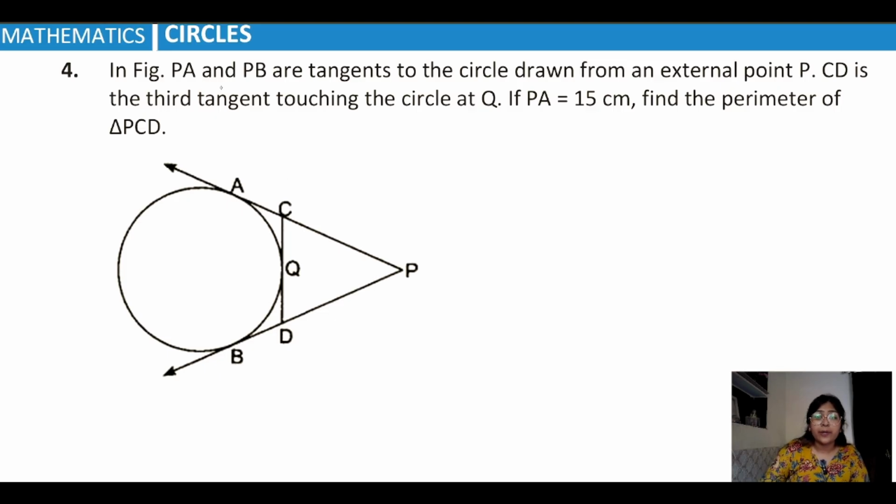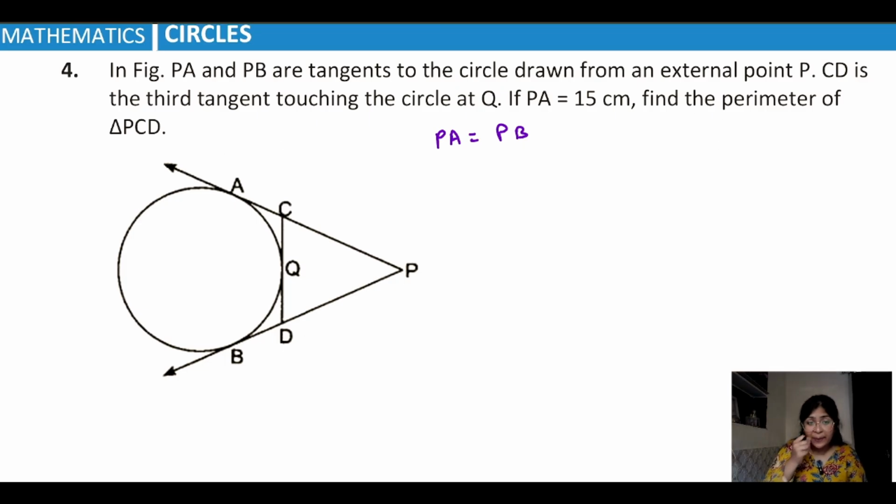In the figure, PA and PB are tangents from an external point P to a circle. It means in the given question, PA is equal to PB, because the lengths of tangents drawn from an external point are equal. CD is the third tangent, and Q is the point of contact for the third tangent. PA is equal to 15 centimeters. We need to find the perimeter of triangle PCD.